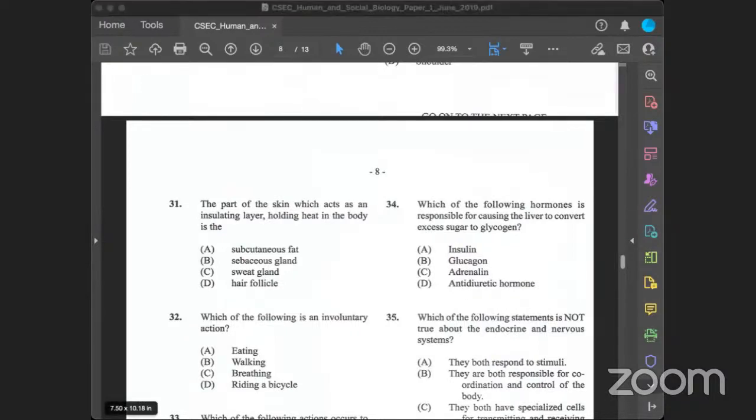Which of the following hormones is responsible for causing the liver to convert excess sugar to glycogen? Insulin.